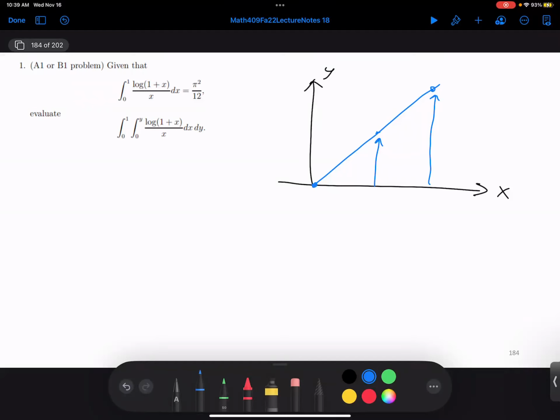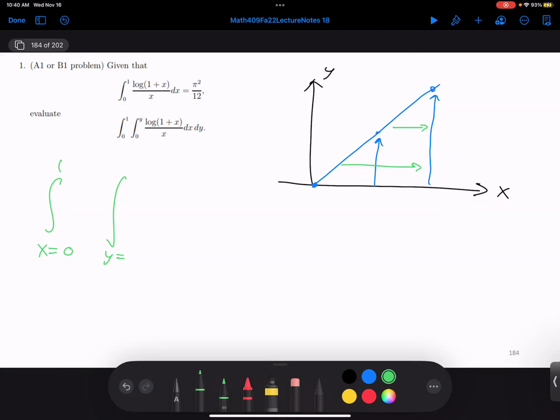If I want to switch orders and go the other way, what would it be? Now x goes from 0 to 1. I always like to put subscripts in my integrals so I know what the variable is. I don't need to because the order dx dy tells me, but the more things I write down, the greater chance that I won't make a mistake. So I'll write x goes from 0. Where does y go from?